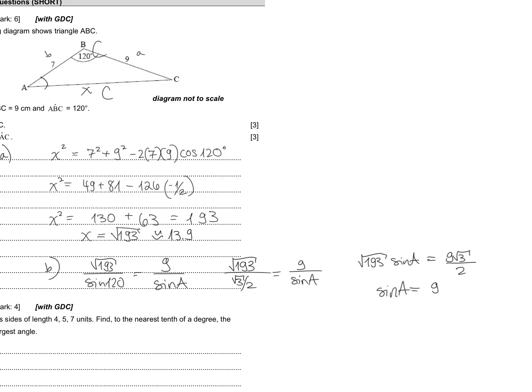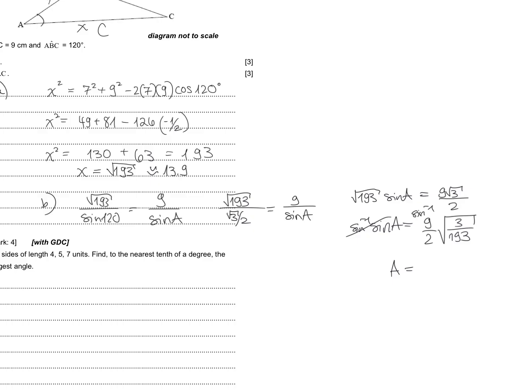we're going to have 9 over 2, and then we're going to have 3 over 193. And that's going to be 1 over, does that go into it? No. Okay, so we just sine inverse that whole thing. Sine inverse. Okay. So you get A is 34.1 degrees.